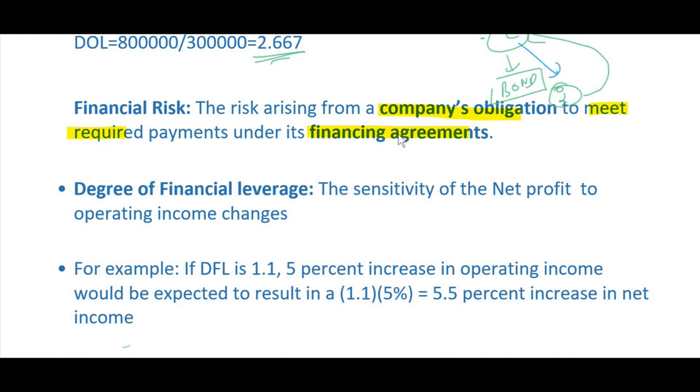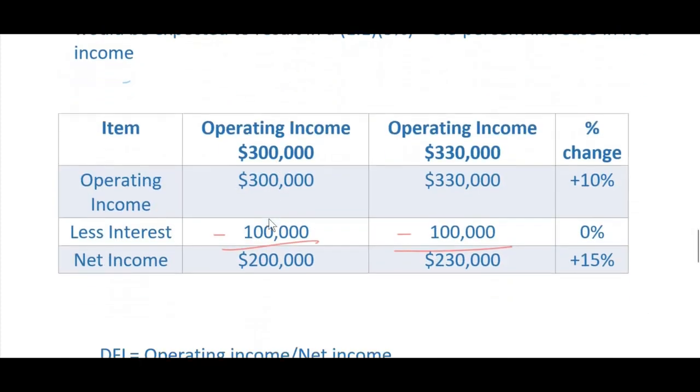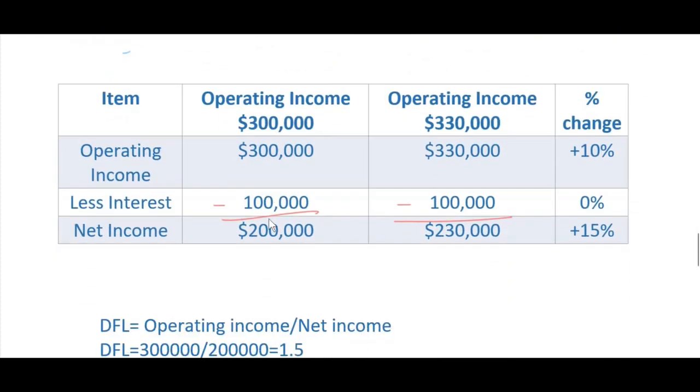Now to measure how levered the company is, we measure the degree of financial leverage, which is how my net profit will change with the changes in my operating profit. So if my operating profit increases by 10%, and if my DFL is 3, then my net profit will increase by 30%, and vice versa. So it's a sensitivity of net profit to changes in the operating profit. Now we can try to compute it with the help of this example.